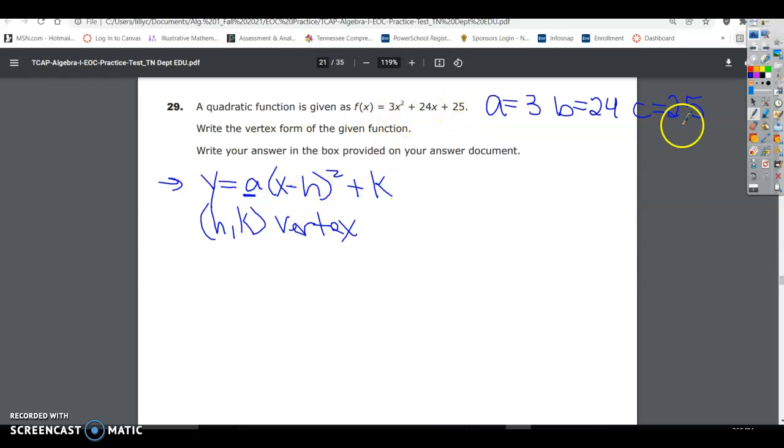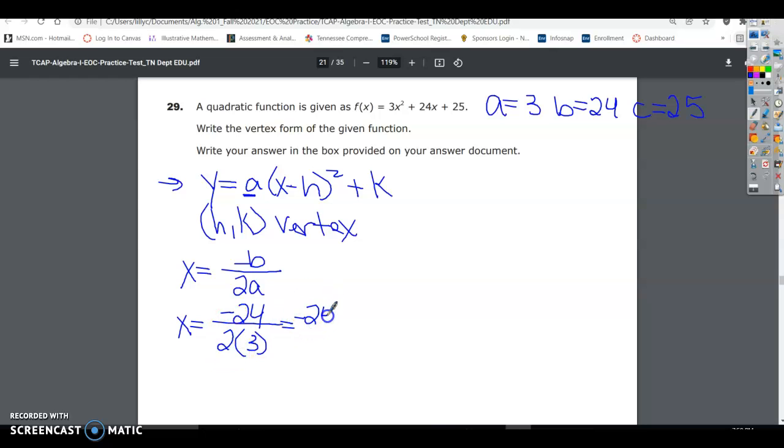So when we have standard form, we can find the vertex by doing negative b over 2a. So x equals, b is 24, so negative b is negative 24, over 2 times A, which is 3. Negative 24 divided by 6 is negative 4. All right, so that's our H.